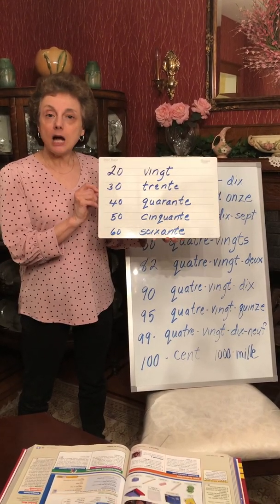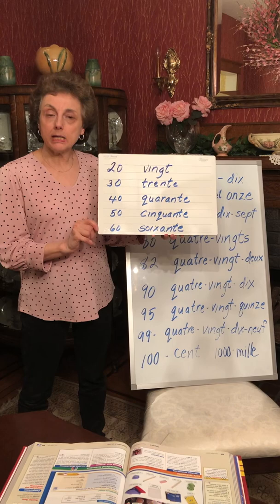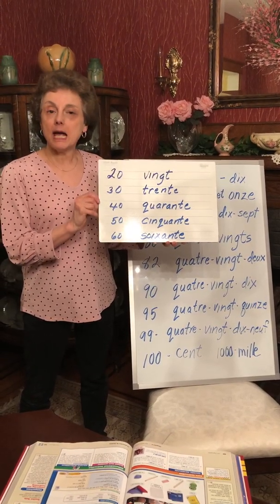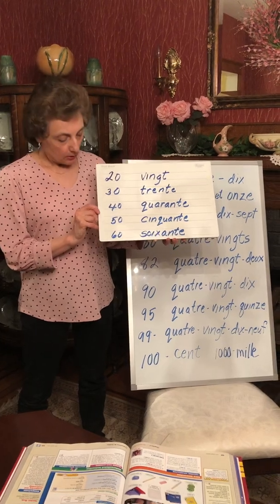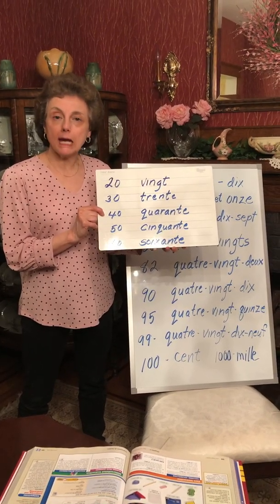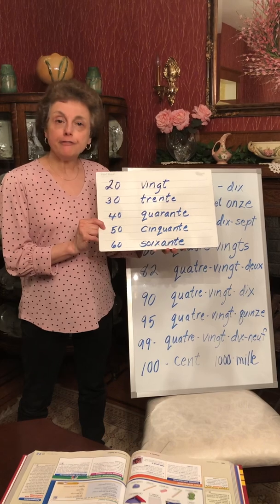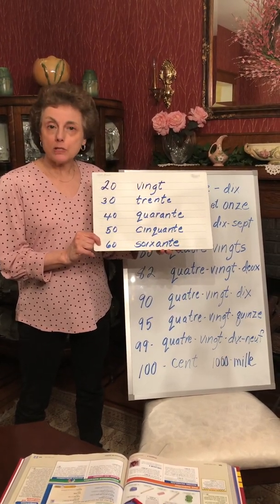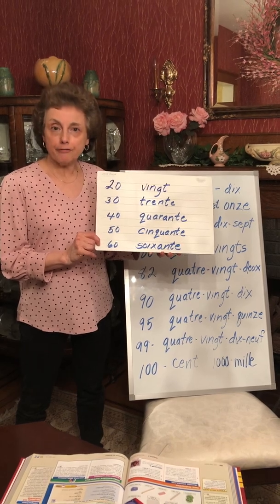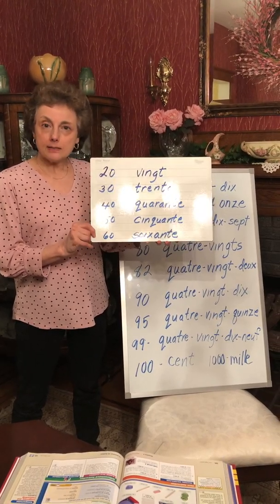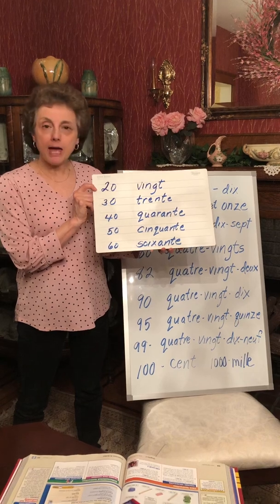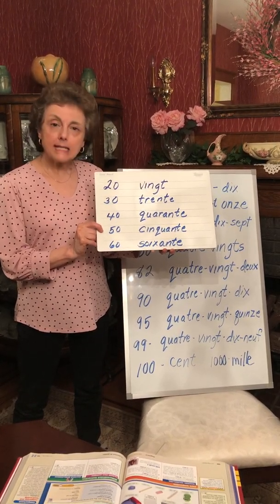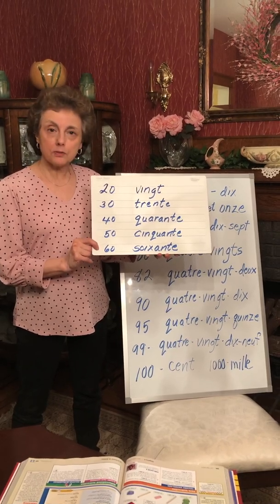If you go back and look at how we did 21 through 29, it's the same format for all of these decades. You're just going to add the numbers 1 to 9. So 44, for example, would be quarante-quatre, 55 would be cinquante-cinq, 63 would be soixante-trois, connected with a hyphen. So these are very easy, okay? So again, 20, 30, 40, 50, and 60.